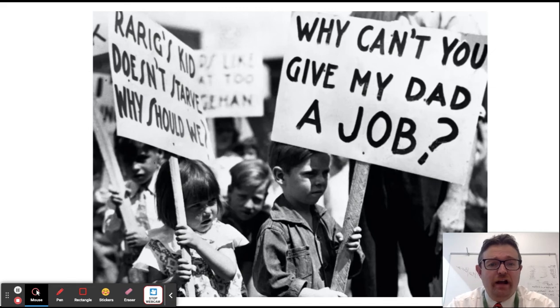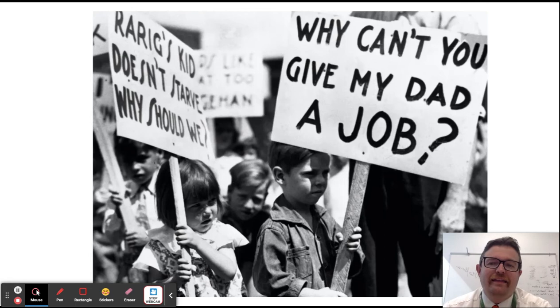Okay, maybe I would chunk the picture. So for instance, maybe I start out by showing the half of the picture to the right, where it's the little boy, or appears to be a little boy, who's holding a sign that says, "Why can't you give my dad a job?" And maybe we have a discussion about who do we think the "you" is? What sort of work do we think that dad was doing previous to this, where he's lost his job?